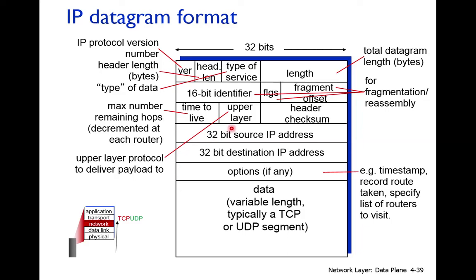So basically this upper layer field contains either TCP or UDP, and it is used by the receiver machine when the packet is to be delivered to the transport layer, where we have different options. To which transport protocol should the packet be given? The upper layer field is used for this purpose.